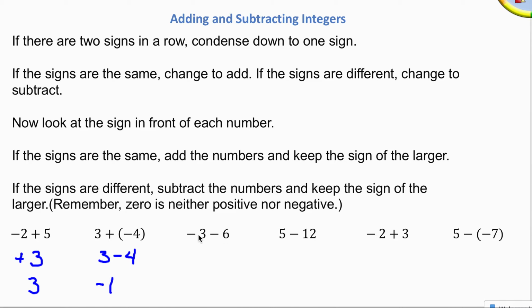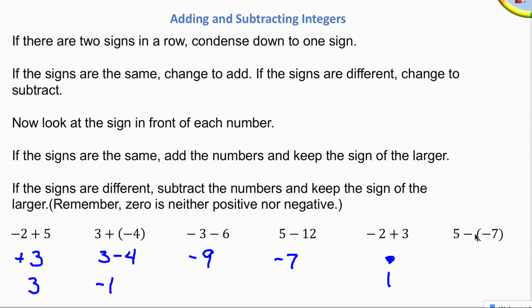Okay, there's no multiple signs, so the signs are the same. That means plus. Add the numbers. Keep the sign that's in front of the biggest number. Okay, this is a plus, so the signs are different. That means minus. 12 minus 5 is 7. Keep the sign in front of the biggest number. The signs are different. That means minus. 3 minus 2. 3 minus 2 is 1. Keep the sign in front of the bigger number.